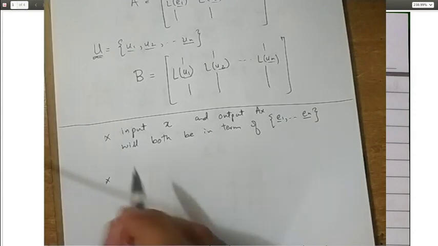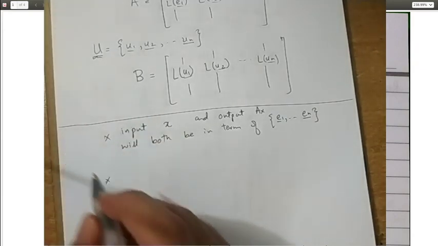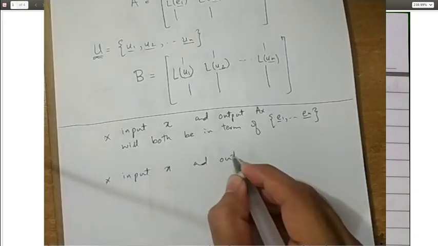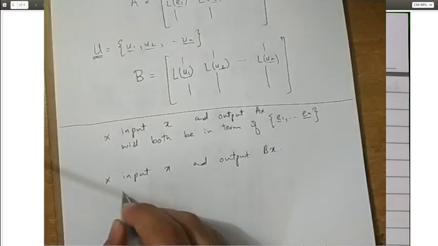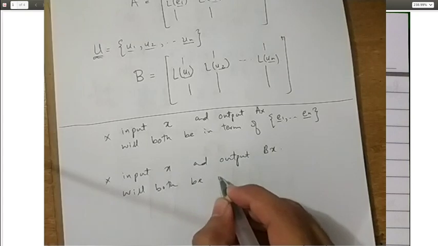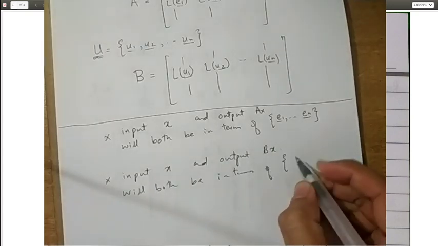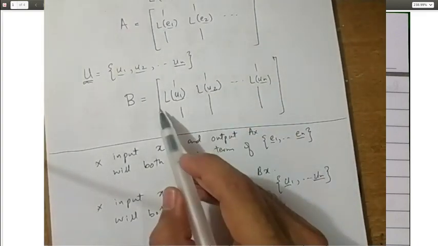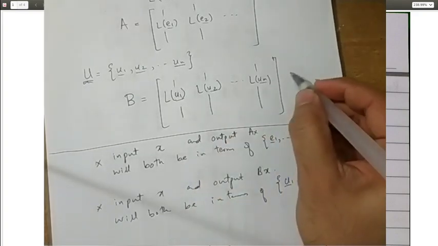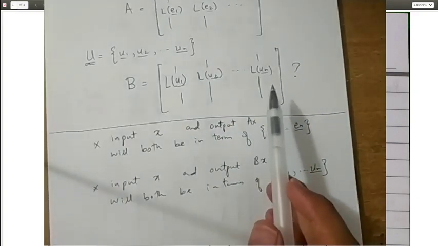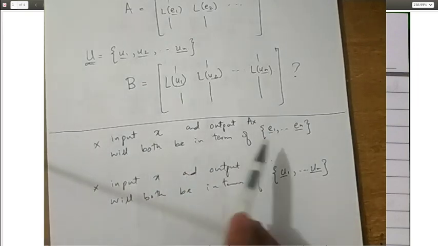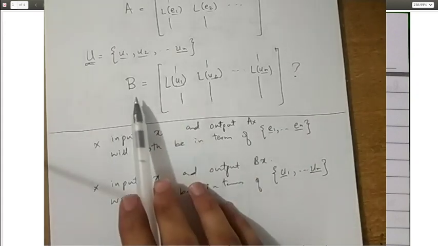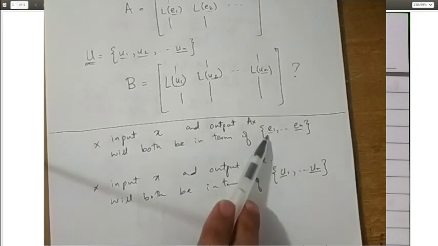But if you're working in the non-standard basis, so if you were working with U for the non-standard basis, then input x and output B of x will both be in terms of the basis vectors u1 up until un. And so the question is, can we construct B simply by just putting these vectors as it is? That's the first question. And the second question is, we need to guarantee that the input and output are both being represented in terms of the basis vectors that we're talking about. So B should give an output which should be in terms of these vectors, not in terms of these vectors.